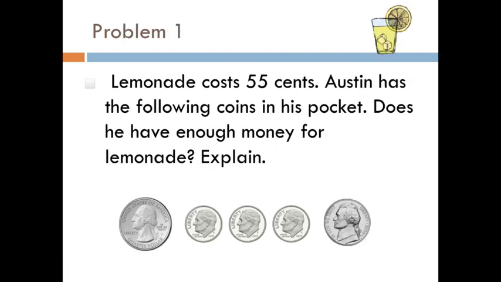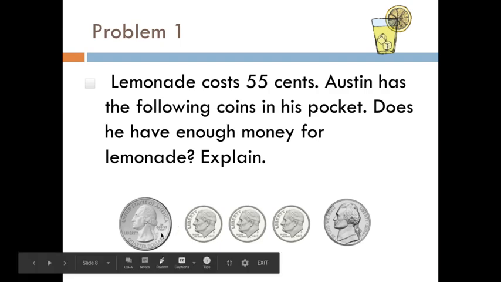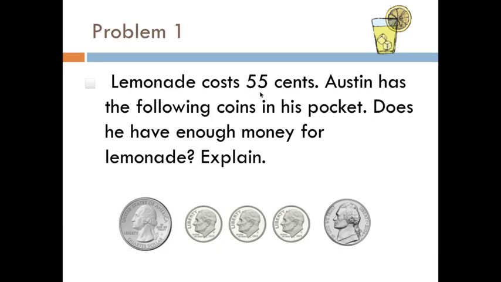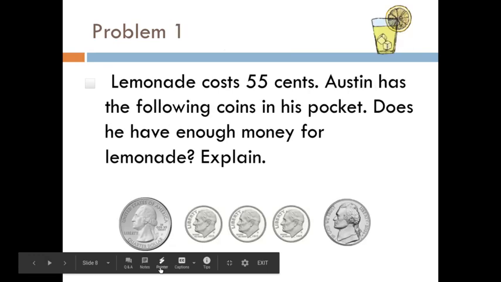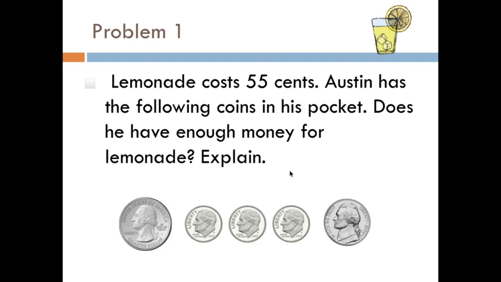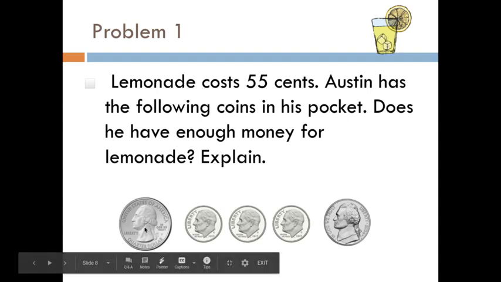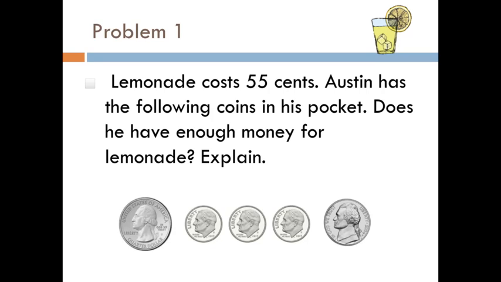Our first word problem says lemonade costs 55 cents. Austin has the following coins in his pocket. Does he have enough money for lemonade? Explain. Okay, so Austin has a quarter, 3 dimes, and a nickel. So we've got to see if he has 55 cents. So we are going to count up this amount and see if he's able to buy lemonade. So we're going to start 25, 35, 45, 55, 60. So Austin has 60 cents.